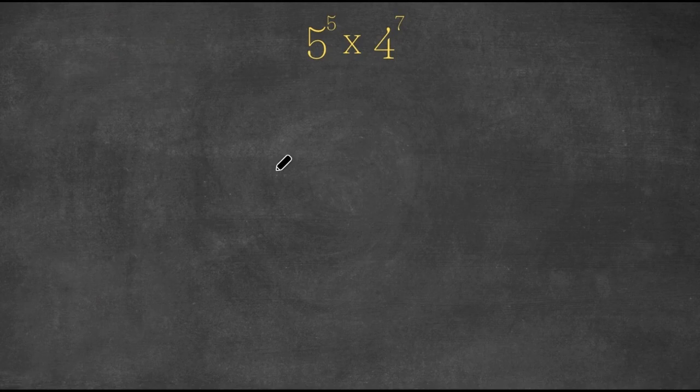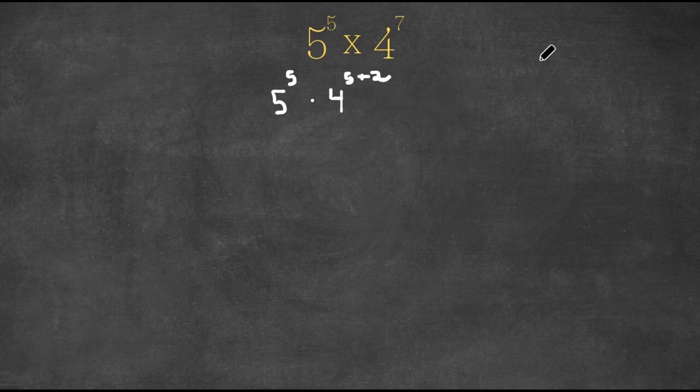In today's video, I'm going to be teaching you guys how to solve this exponential problem without a calculator. So we have 5 to the power of 5 times 4 to the power of 7. What I'm first going to do is rewrite this as 5 to the power of 5 times 4 to the power of 5 plus 2.